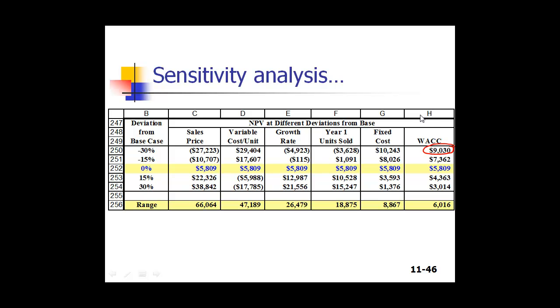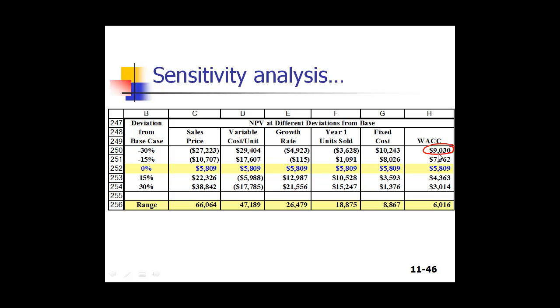Okay, so 9030 means that, I don't recall what our assumption about WAC was, let's say WAC was 10%. What this number is, is an NPV if the WAC is down by 30%. So instead of 10%, the WAC ends up being 7%, and all other variables stay the same. Then the NPV of the project will be 9030.